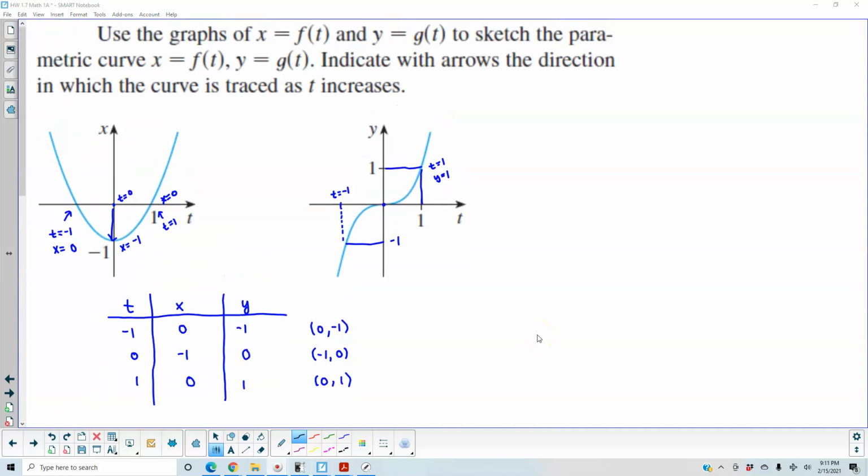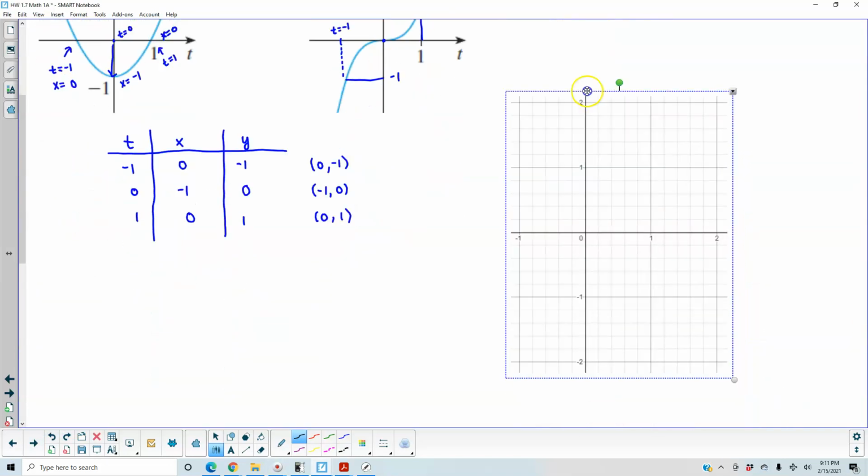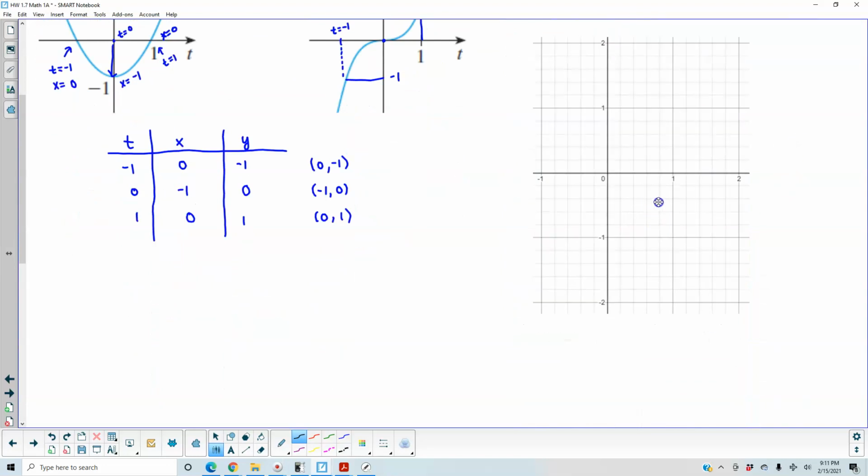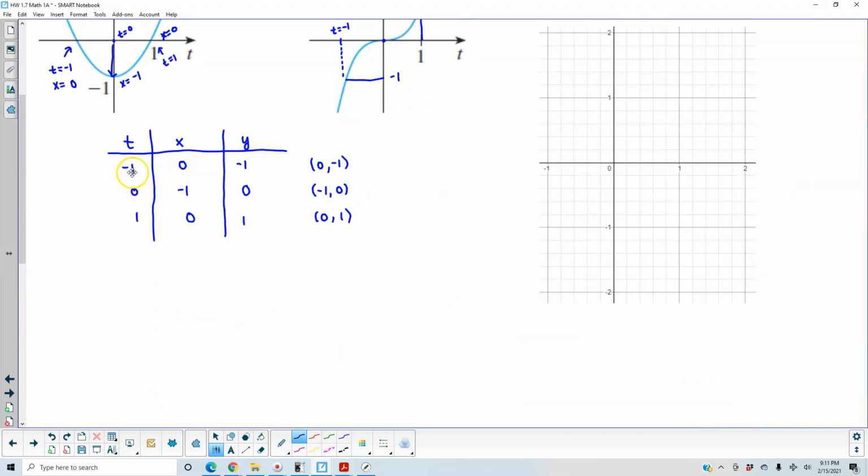So now let's go ahead and graph this curve. If we graph this parametric curve, we know when t is -1, we have an ordered pair at (0, -1). So here's (0, -1). And then we also have another pair at (-1, 0). And then we have another one at (0, 1). So this is the initial point, and this is the end.